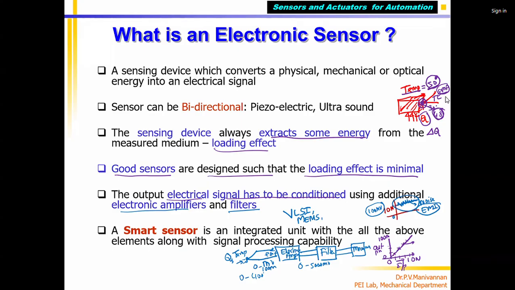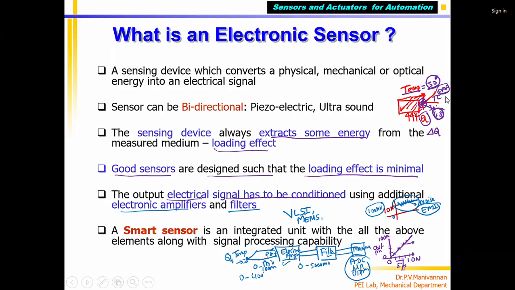Measuring device, which has a display, an ADC, analog to digital converter, and a microprocessor or microcontroller with display. Modern digital electronic devices will have a display where the measured quantity is displayed to the end user. So that means we need an amplifier, we need a filter.